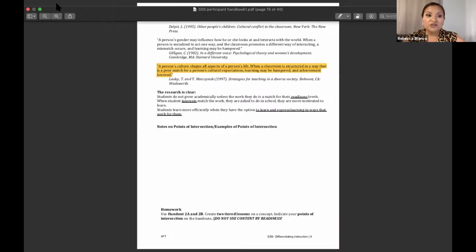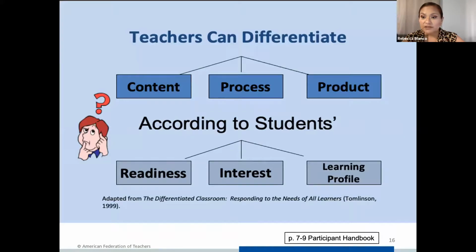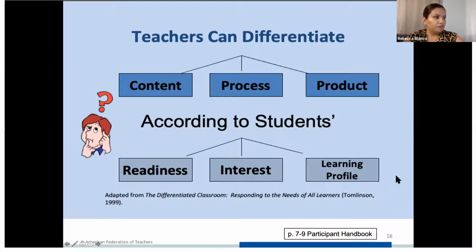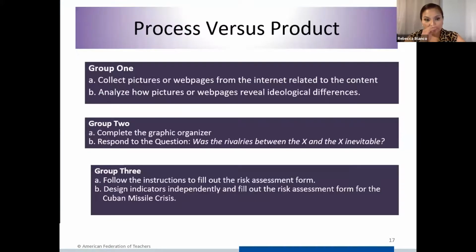So we do have to take into consideration not just where they're at academically, but also what are they bringing to the table as far as their culture, right? Because that could also impact their learning. Now that we've looked at that, let's take a look real quick at what process versus product would be, right?